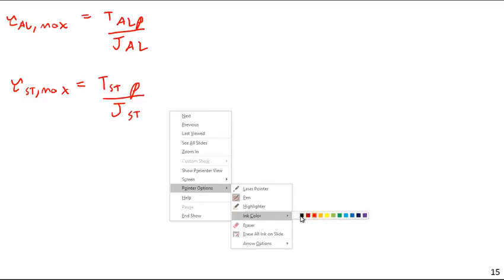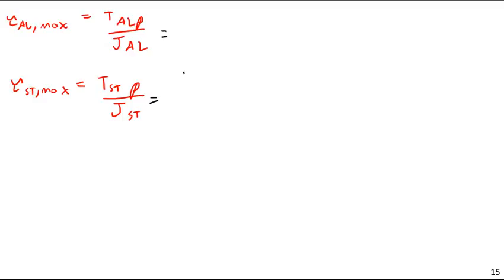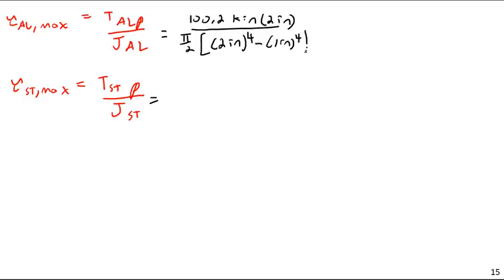Then I just substitute in. This is going to be 100.2 kip-inches times 2 inches over pi over 2 times (2 inches to the fourth minus 1 inch to the fourth). And this is equal to 8.55 ksi, which is less than or equal to our yield stress of 25 ksi.